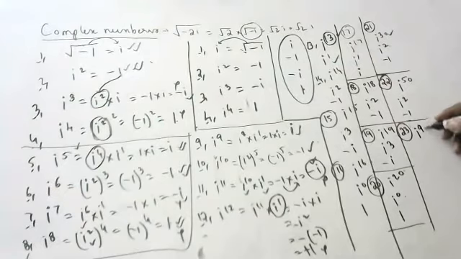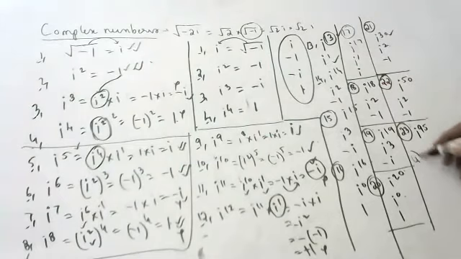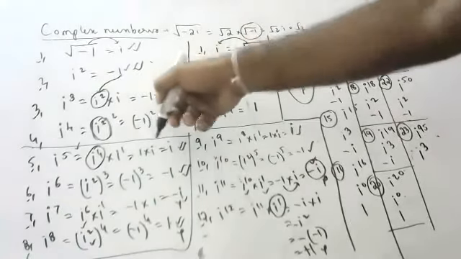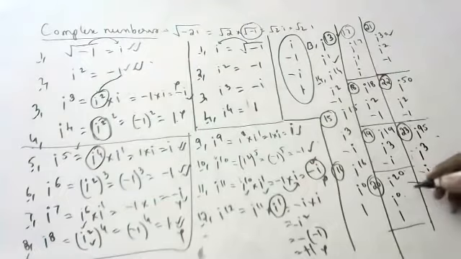Next, Sahasra, i to the power of 95. When you divide 95 with 4, what is the remainder? 4 2s are 8, 4 3s are 12. When you divide 95 with 4, 3 is the remainder. So directly you can write i cube. What is the value of i cube? -i.